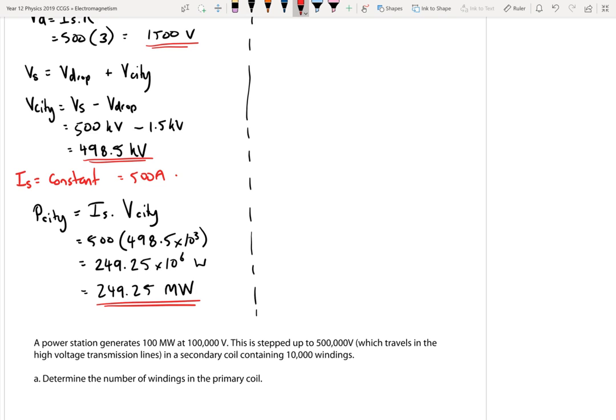So, conservation of energy there. We produced 250 megawatts, but only 249.25 megawatts got to the city. The amount that was lost must be what? 0.75 megawatts. That's the energy that wafts off into the air in the form of heat. Okay?